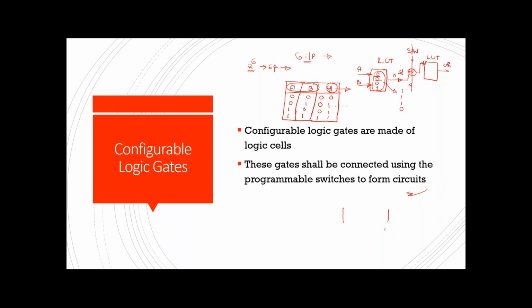So if you compare that cost in mass production, then FPGA will be cheaper only. Because for instance, let me consider an example: we are developing some communication system for a defense application.